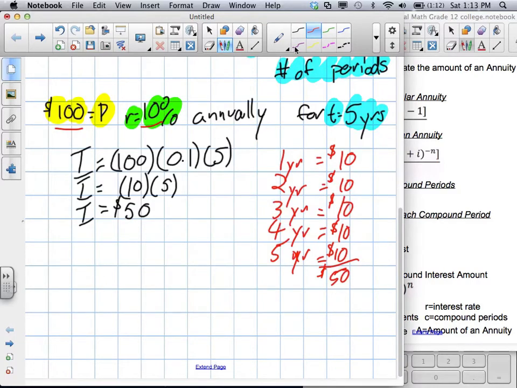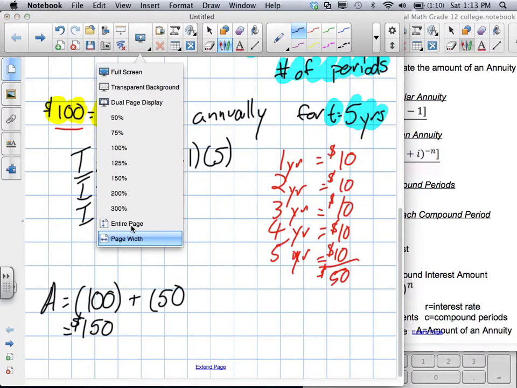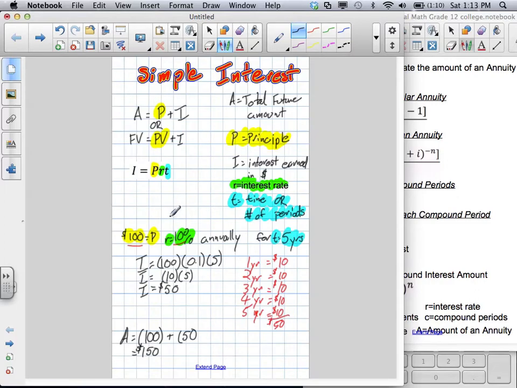How much money's in the bank, which is our A, our future value formula, right? Say A is equal to the principal. Well, our principal was $100 plus our interest earned, which is $50. So we have $150 in the bank. Okay? So what happened there is we just earned $10 every period over 5 years, $150. Simple concept. Not really used today.